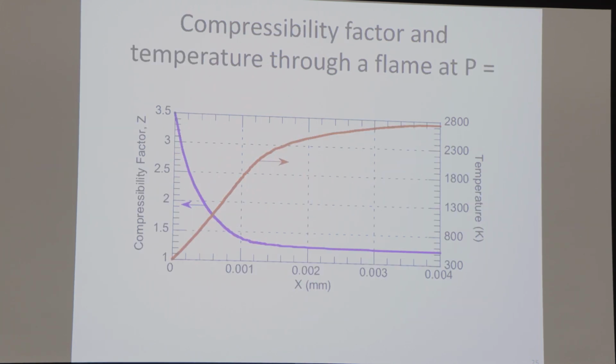Okay? So the thickness of the flame in nitromethane is getting very, very thin. If you look at the compressibility factor through the flame, the pressure's missing here, but I think this was 100 megapascals. You can see that the compressibility factor is not 1. So through the flame, it's going from like 3.5 down to about 1.4. So indeed, real gas effects are important and can't be neglected.